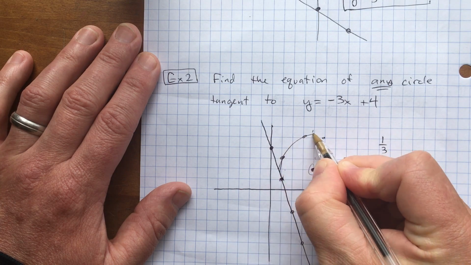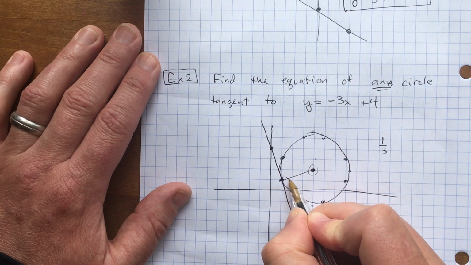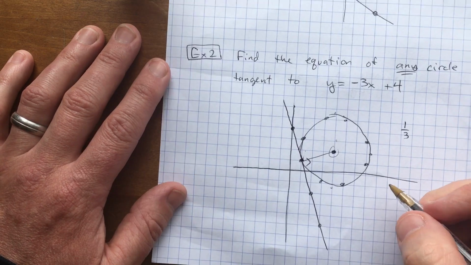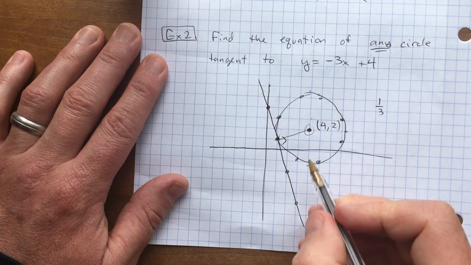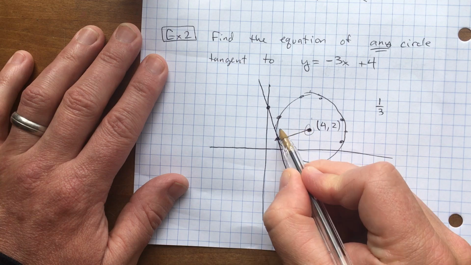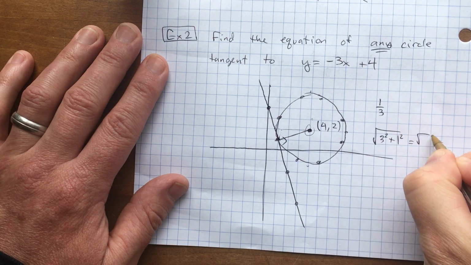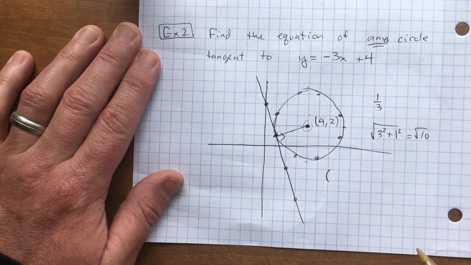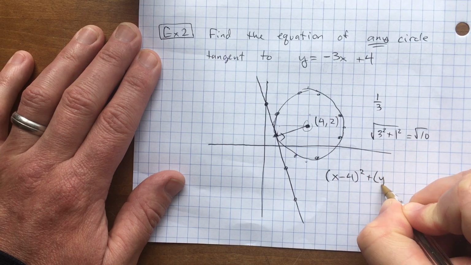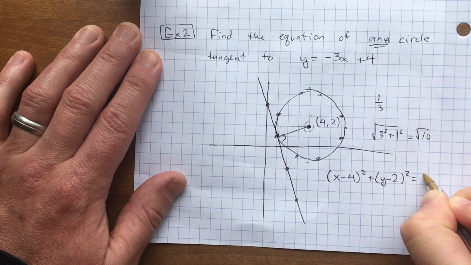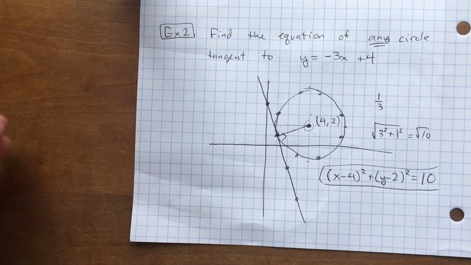So like that, I've graphed the circle, and it is tangent. You can see that it's tangent. The very last thing is the equation of that circle. The center is at (4, 2), and the radius is over 3 and up 1, so 3 squared plus 1 squared, that's 10. So the equation would be (x − 4)² + (y − 2)² = 10, because that's the square root of 10 squared. Have fun with the practice problems.